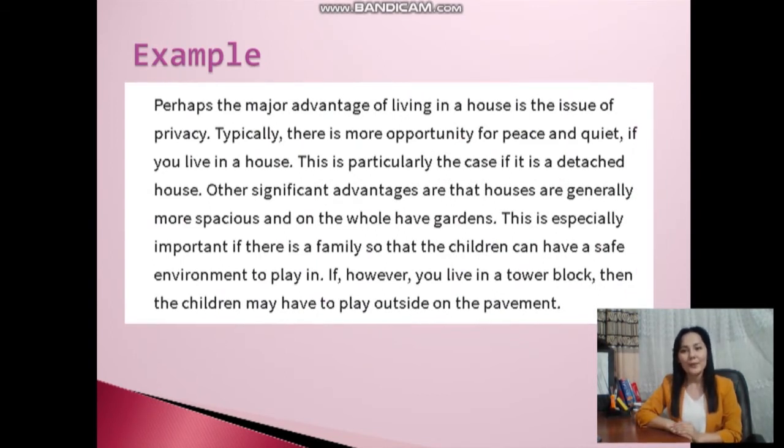the main body. Perhaps the major advantage of living in a house is the issue of privacy. Typically, there is more opportunity for peace and quiet if you live in a house. This is particularly the case if it is a detached house. Other significant advantages are that houses are generally more spacious and on the whole have gardens. This is especially important if there is a family, so that the children can have a safe environment to play in. If, however, you live in a tower block, then the children may have to play outside on the pavement.